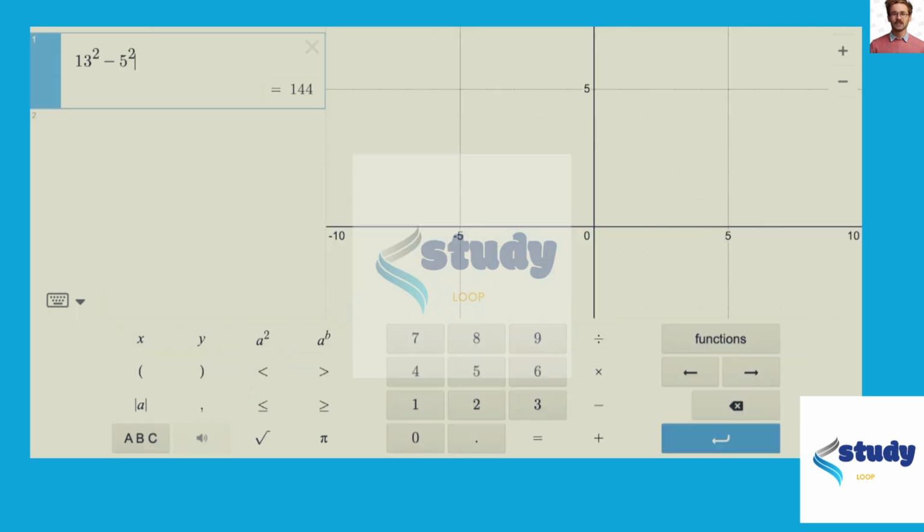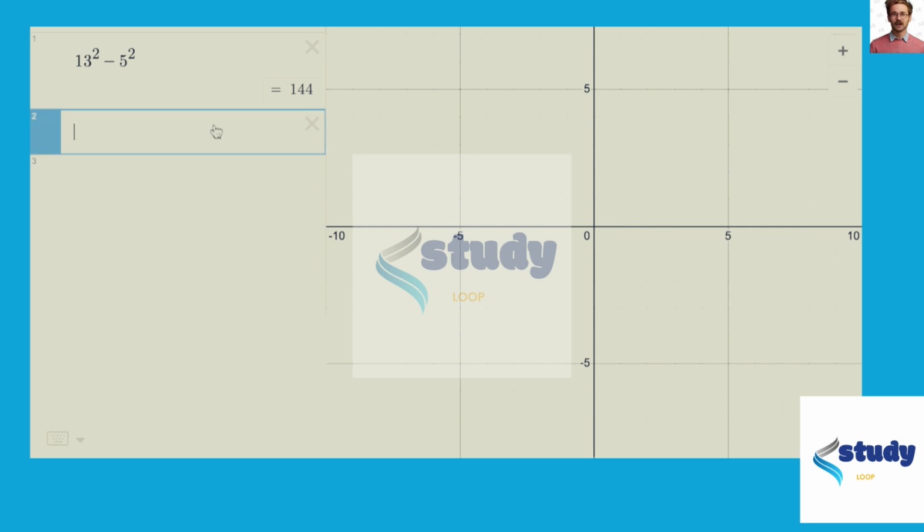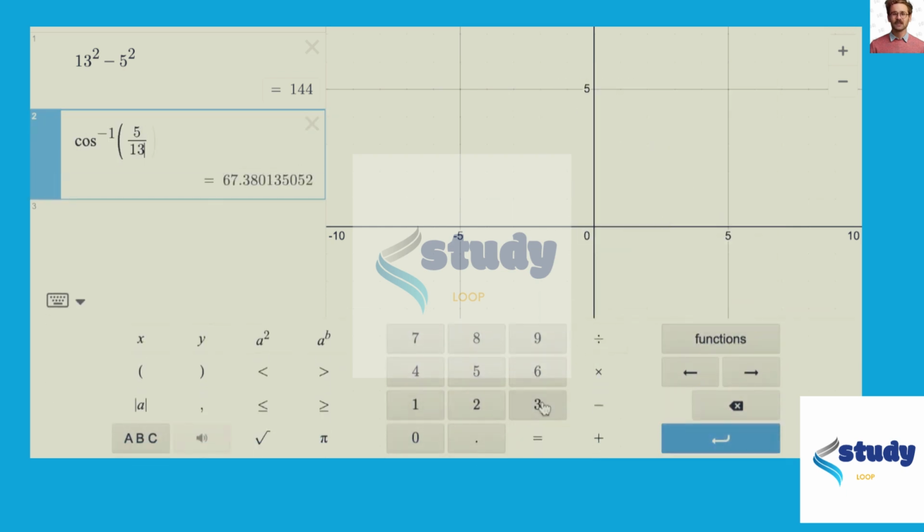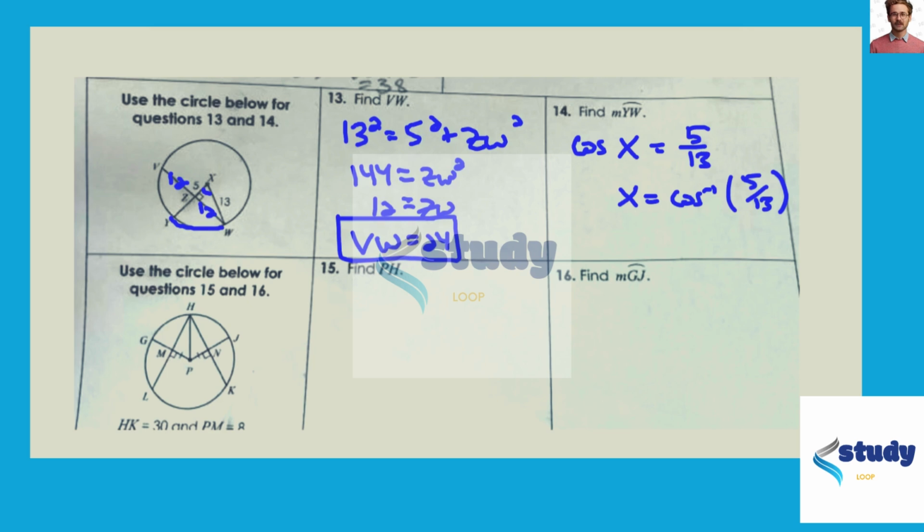Make sure your calculator's in degree mode. And the inverse cosine of 5/13 is 67.4 degrees. That central angle of 67.4 degrees is the same as the measure of the arc.